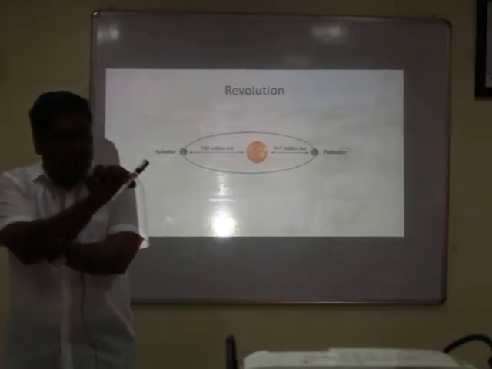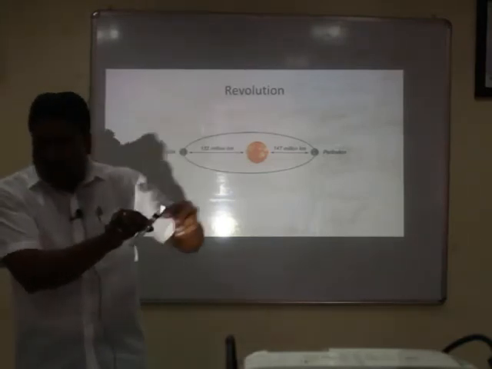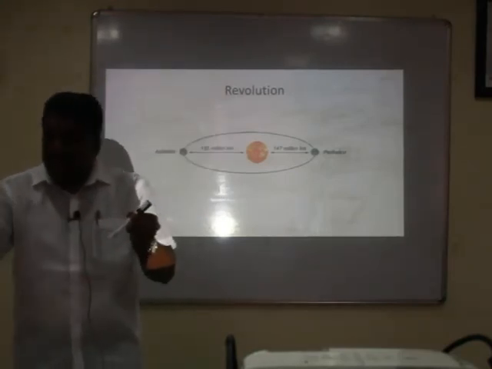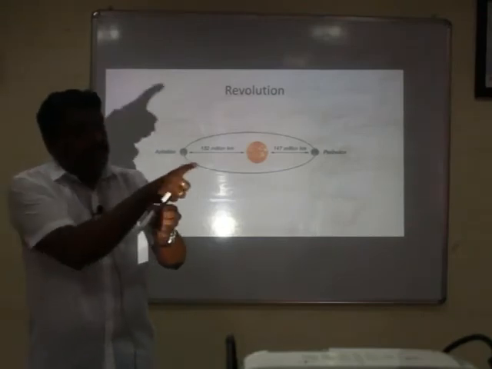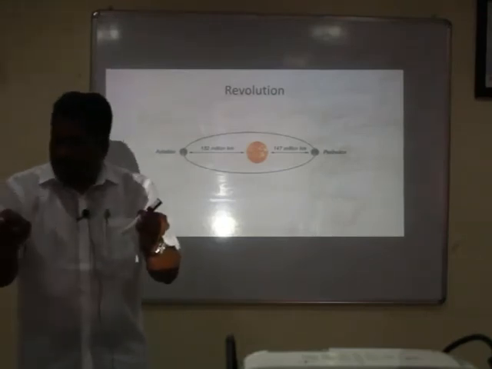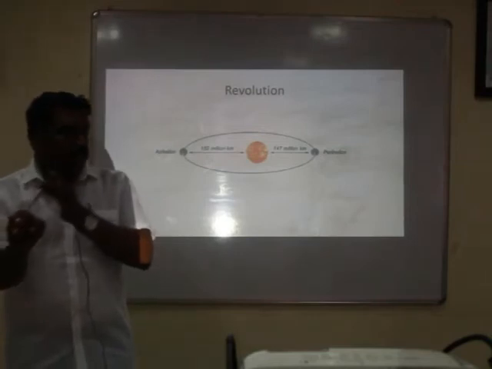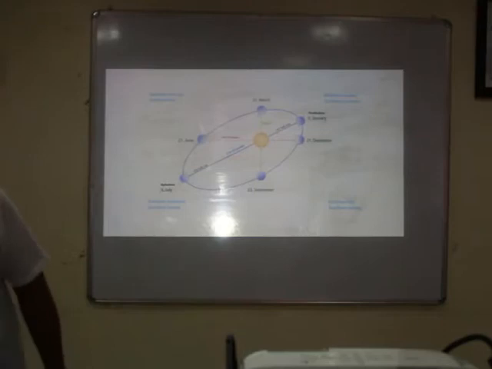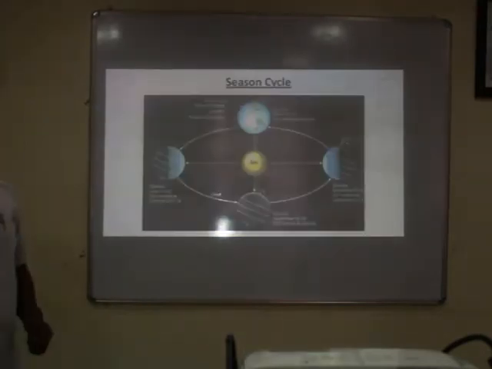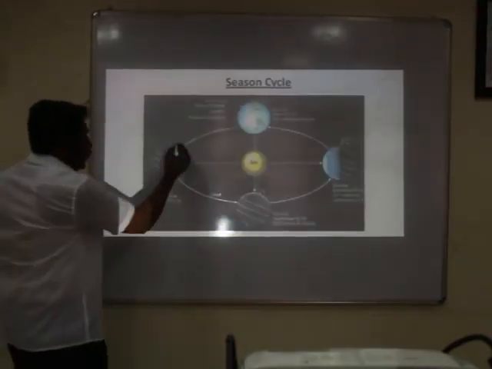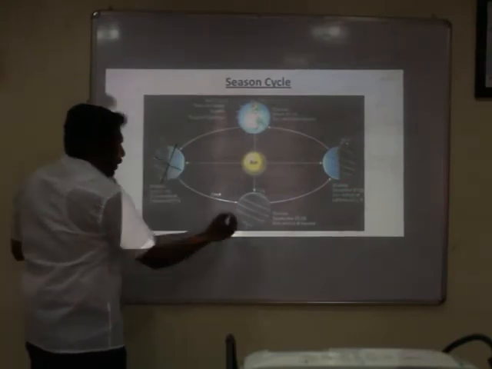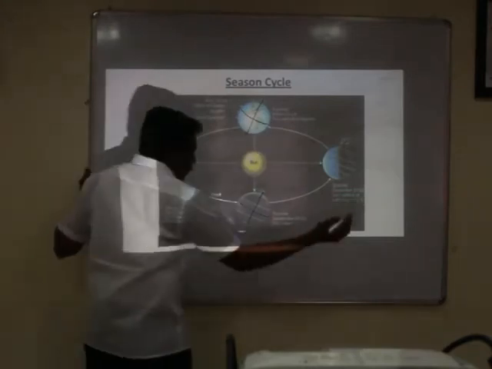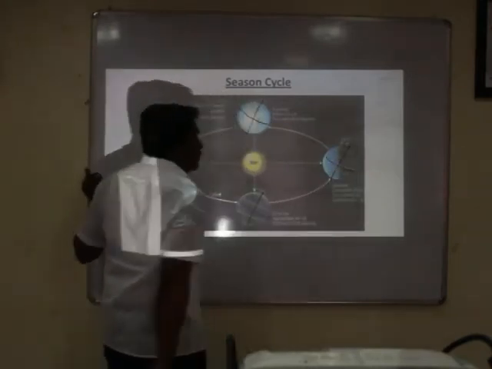Another 3 months, my friend, the northern hemisphere will be facing away from the sun and the southern hemisphere will face the sun. You call them the winter of the northern hemisphere and the summer of the southern hemisphere. Slowly, steadily, another 3 months it comes. So if you ask me what exactly is the reason for the season cycle, my friend, I would say this: the tilt of the Earth. The next topic you can find: season cycle.